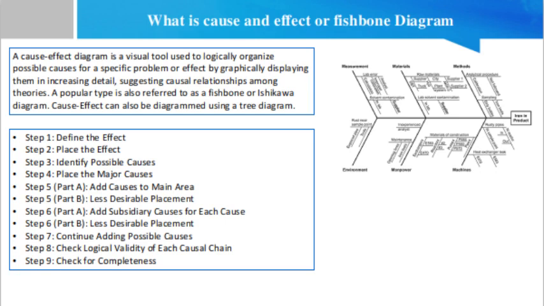Step 5: add causes to main areas. Add subsidiary causes for each cause, then less desirable placement, and continue adding possible causes. In the last step, check the logical validity of each causal chain, and check for completeness.